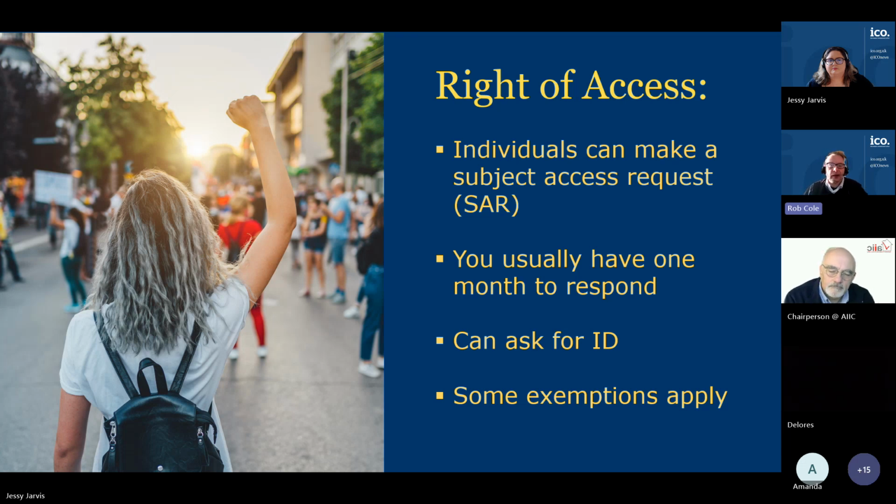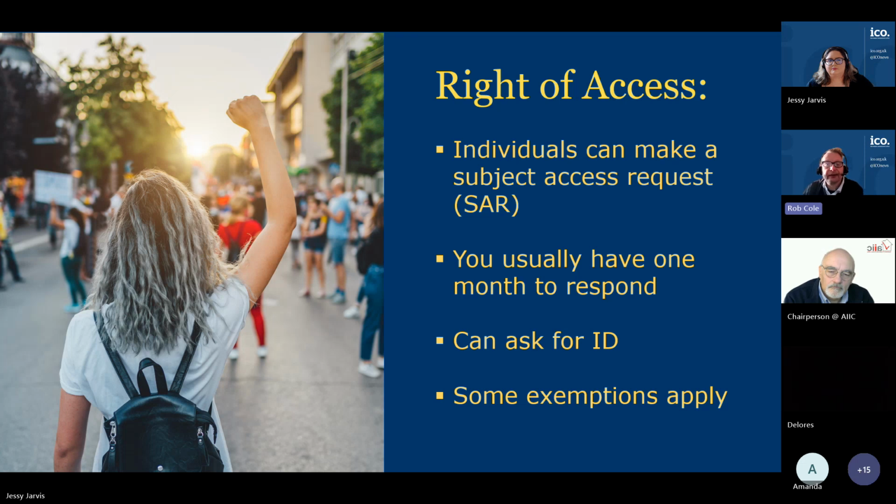And in general, people would make the request themselves, although they can allow a third party to make that request on their behalf. And if that happens, you just have to make sure that you do the right checks to make sure that they are acting on behalf of the person.